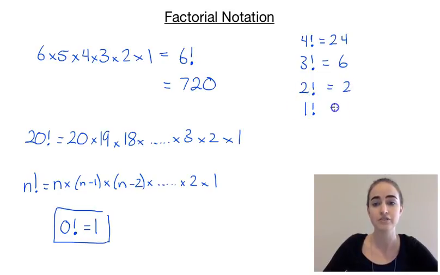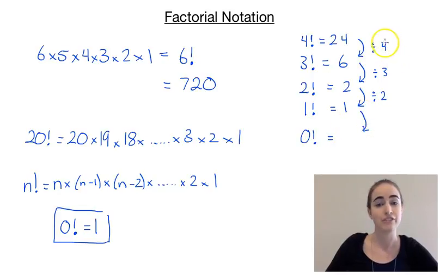1 factorial is 1. Now if we have a look at the pattern here, to get from the 24 to the 6, we've divided by 4. From the 6 to the 2, we've divided by 3. From the 2 to the 1, we've divided by 2, and that pattern is going to hold true. So we've divided by 4, then 3, then 2, so this one we're going to divide by 1, and 1 divided by 1 is just 1. So 0 factorial is 1.